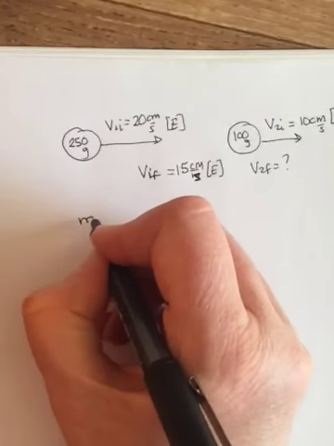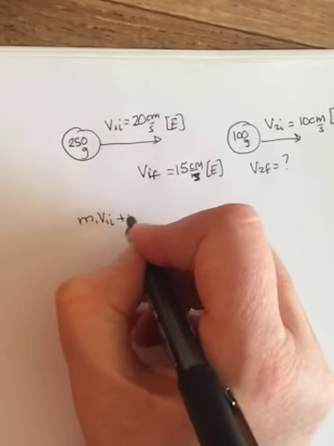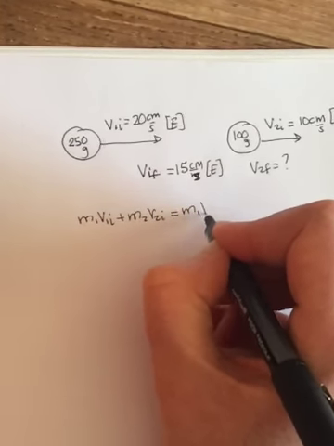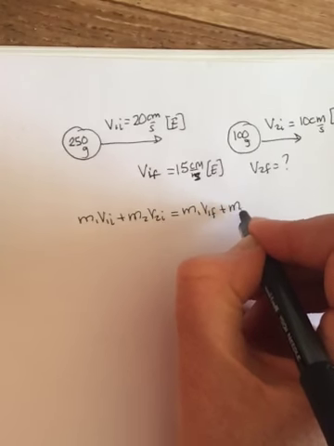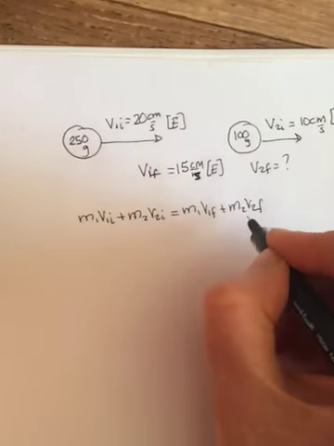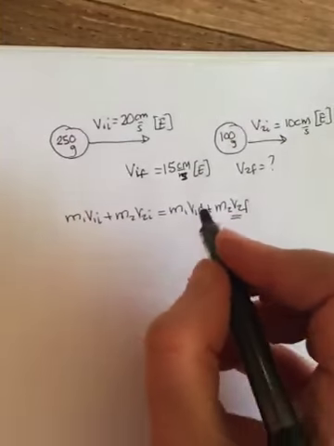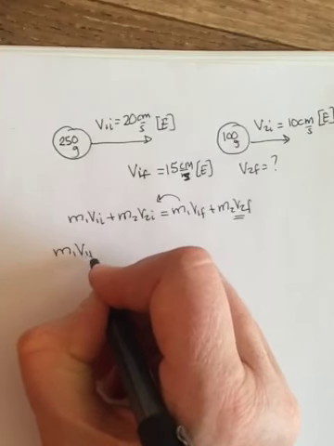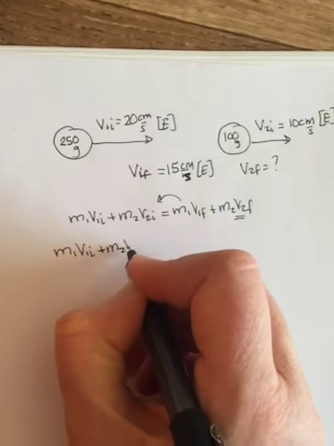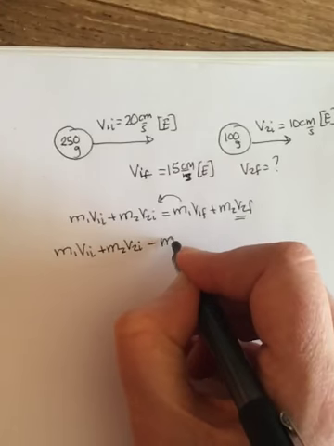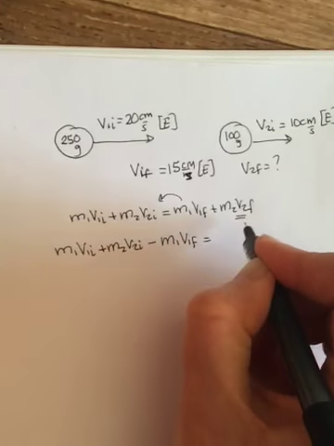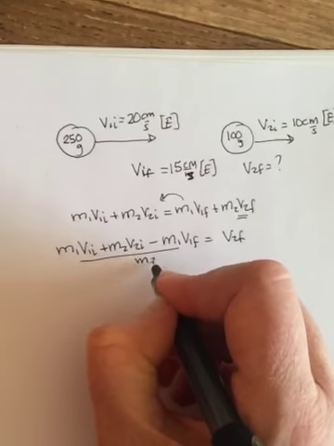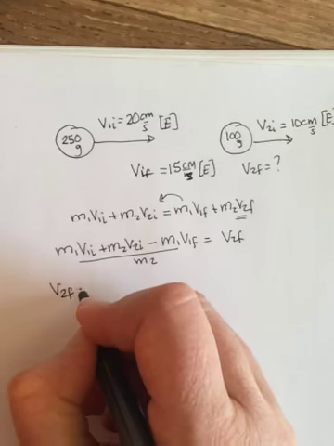Okay, so M1V1 initial plus M2V2 initial will equal M1V1 final plus M2V2 final. We're looking for V2 final. Nothing else is 0, so take this over. It'll be M1V1 initial plus M2V2 initial minus M1V1 final. And then to get V2F by itself, you're going to divide by M2. Okay, so V2F will equal.